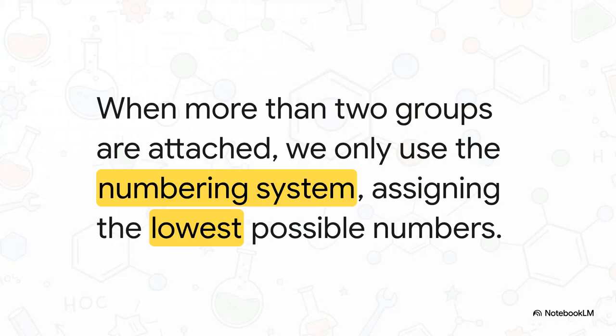Okay, so the crucial rule here is that once you have more than two groups, that ortho-meta-para shorthand just doesn't work anymore. We have to fall back on that clear, precise IUPAC numbering system. And the goal is always the same. You number the carbons on the ring to give all the attached groups the lowest possible combination of numbers. It's all about being systematic so everyone's on the same page.